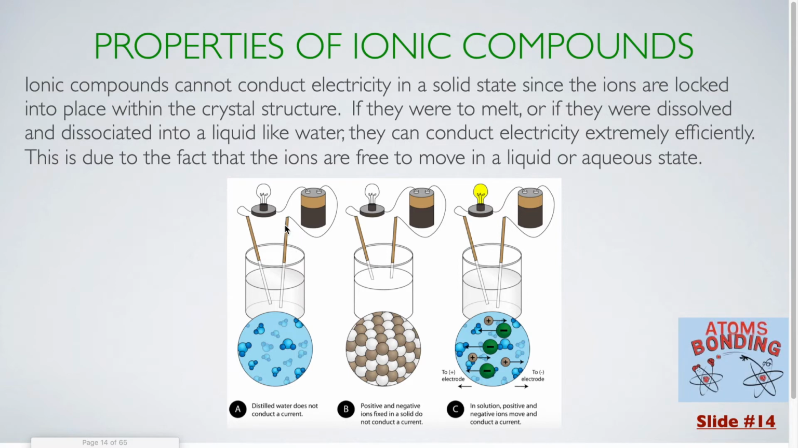In our diagram below, we have an example of distilled water in a beaker. In this instance, our light bulb is not lighting up because the distilled water is unable to conduct a current. Here we have a solid ionic compound. We put each of our leads into the ionic compound here, but again, within this structure, the ions are not free to move. When we combine these two into the same beaker, the ionic compound is going to dissociate into the positive and negative ions. And now that the ions are free to move, they are able to conduct a current, so the light bulb is able to go off.